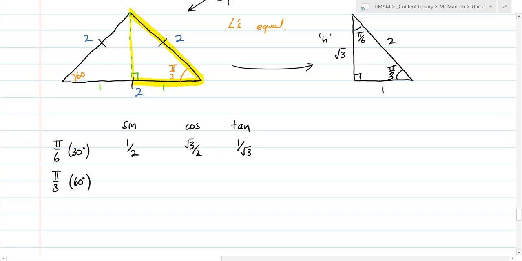Pi on 3, can somebody give me these ones? Root 3 over 2. 1 over 2. Reggie? Root 3. Root 3 over 1 or root 3. Perfect. So these are our first 6 exact values.